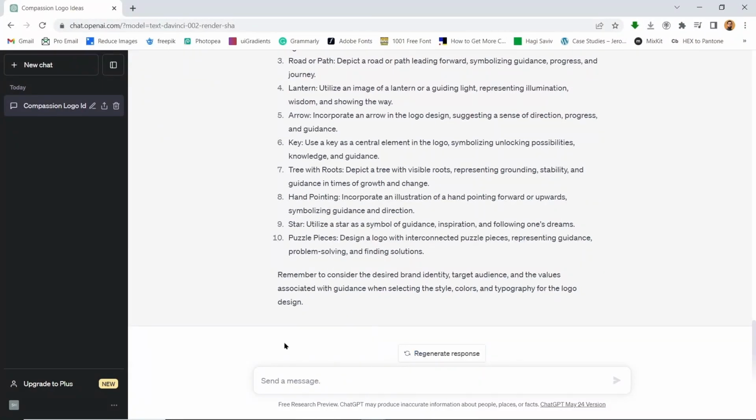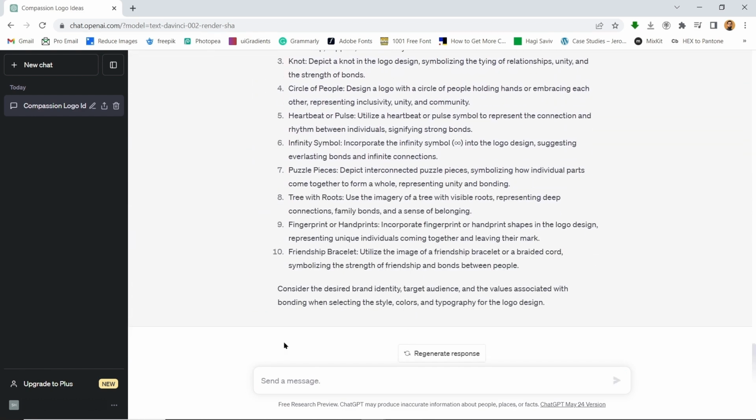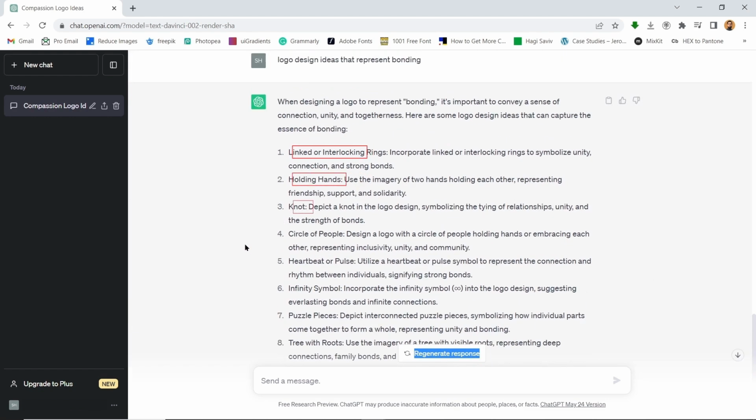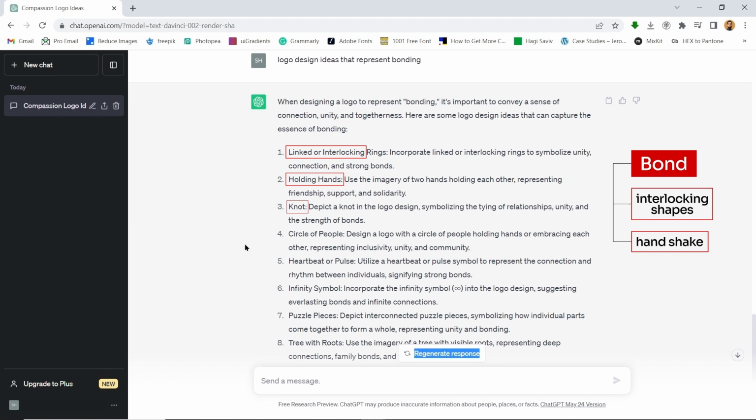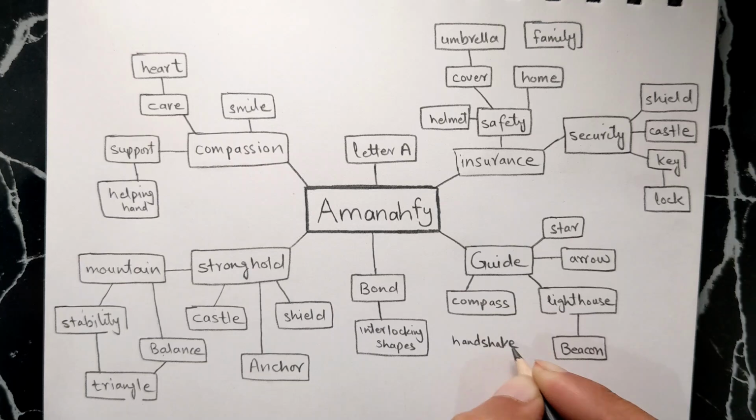Next in line is bond. So simply write logo design ideas that represent bonding. And we have keywords like interlocking, holding hands, or you can say handshake, and knot. And now we will simply write the same keywords on the piece of paper.